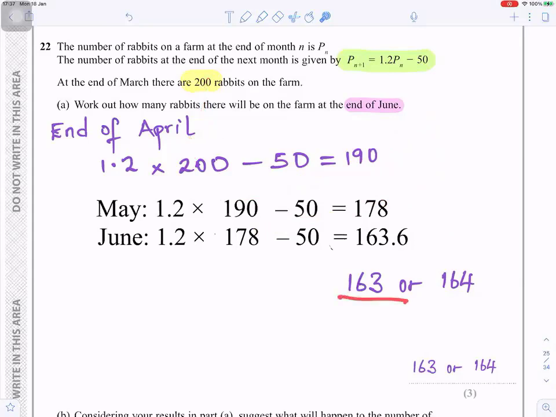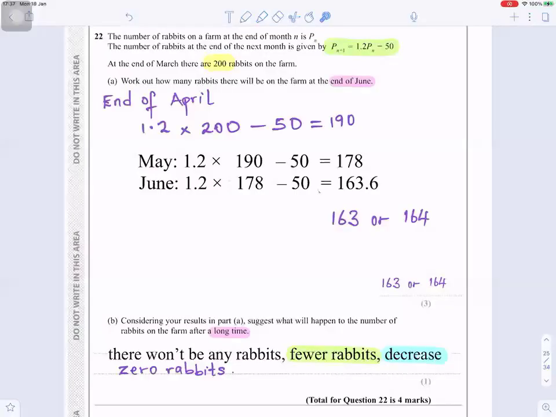So you get 163.6, which you can put as 163 or 164, because you cannot get 0.6 of a rabbit, so you can round it to 163 or 164. 22b. By considering your results in part A, suggest what will happen to the number of rabbits on the farm after a long time. After a long time, there wouldn't be any rabbits, or you can say there will be 0 rabbits, or fewer rabbits, or the number of rabbits will decrease.